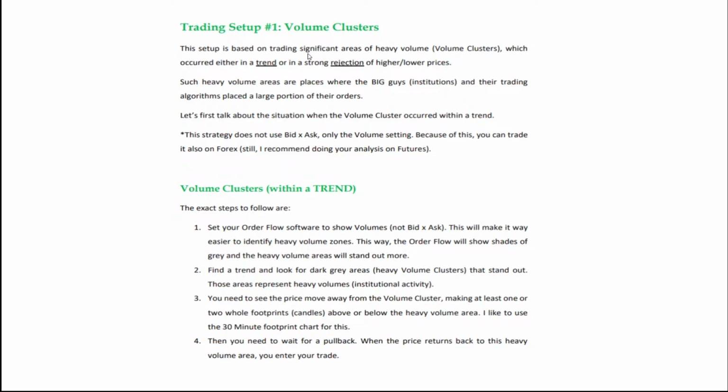So this setup is based on trading significant areas of heavy volume, which occurred either in a trend or a strong rejection of higher or lower prices. And I'm going to quantify this in a second, just so you guys know.